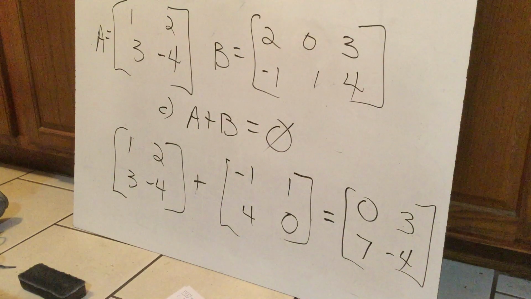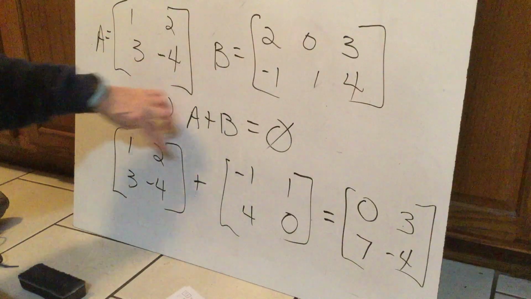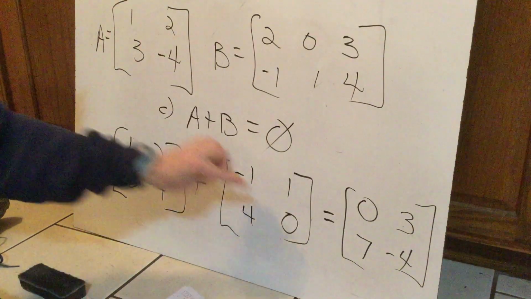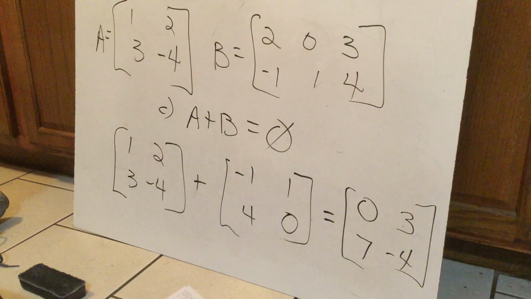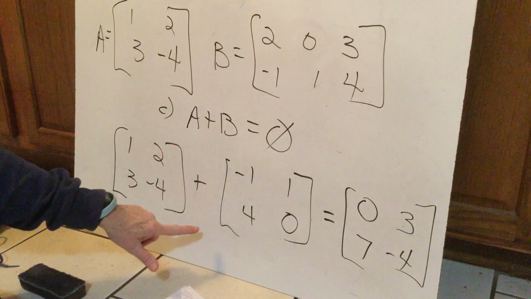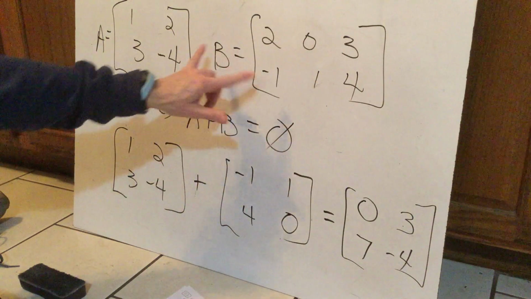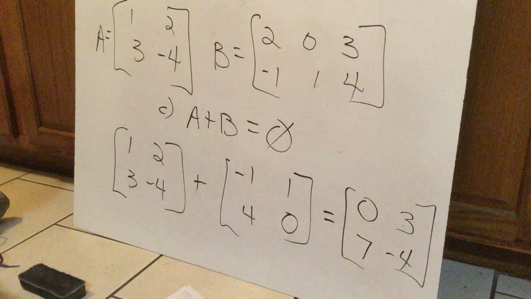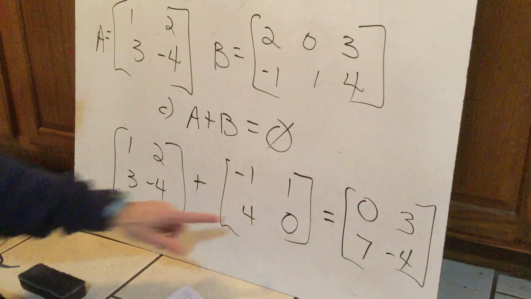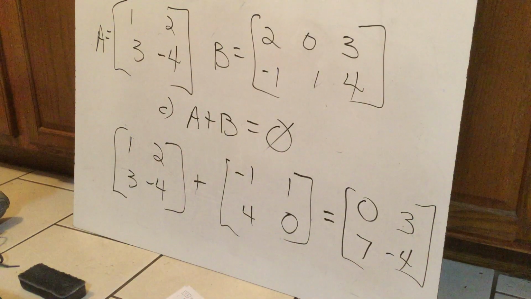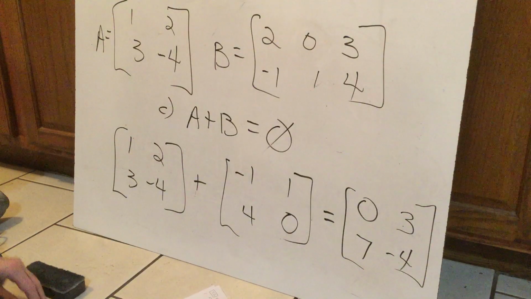Adding matrices is incredibly simple. You just do it entry by entry. The only thing you have to be careful of is they have to have the same dimension. If they're not the same size, they aren't going to be able to be added. If they are the same size, then go ahead and add them. That is pretty darned easy.